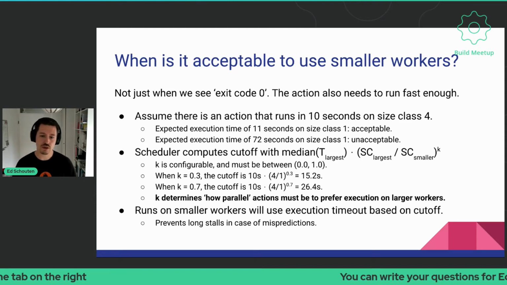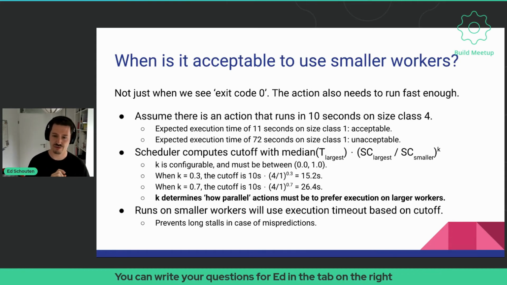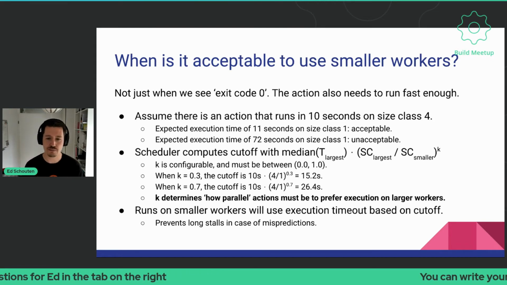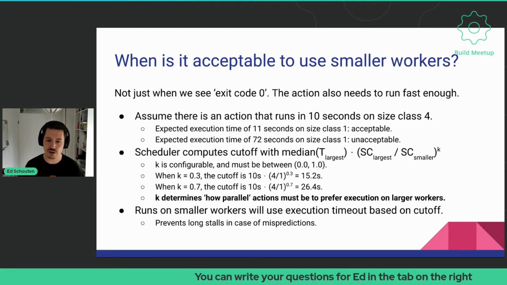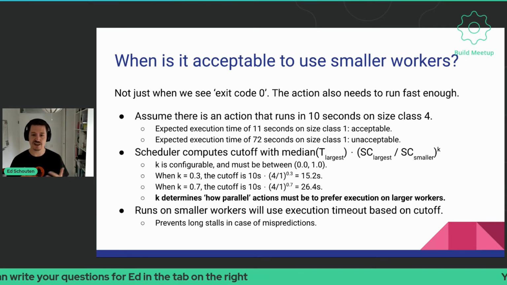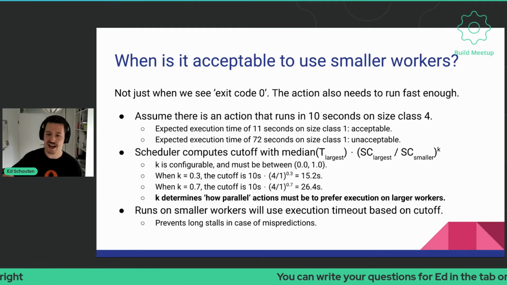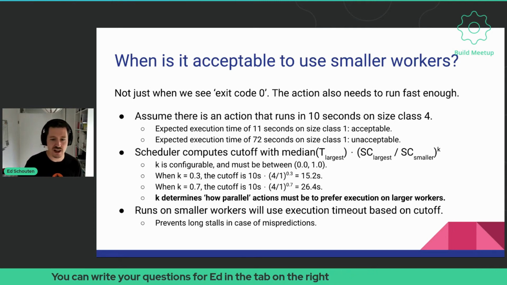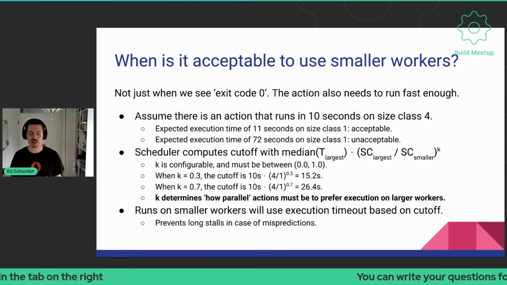And what I did in the scheduler was come up with a simple formula expression to quantify this, or determine where the cutoff needs to be. And it's actually pretty simple. What we do is we take the median execution time of how long it would take on the largest worker. And then we correct it by dividing the size classes with each other. Then we have this exponent k that acts as a knob we can turn somewhere between 0 and 1 to indicate to what degree an action needs to be parallel for it to be eligible to run on a larger worker.